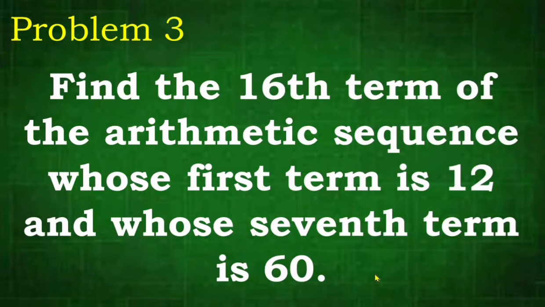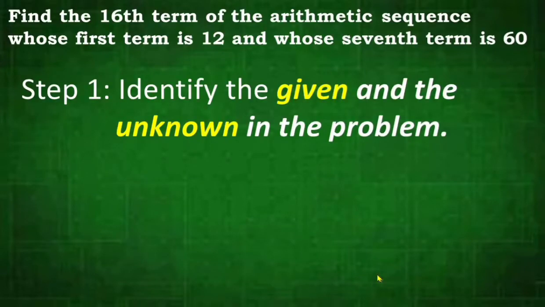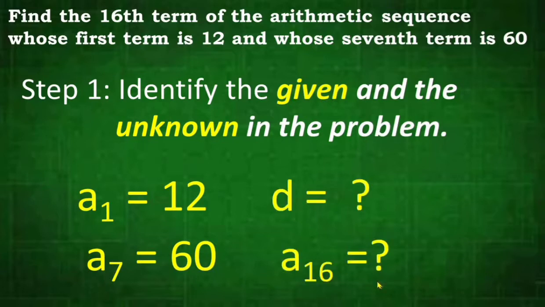Let us have problem number 3. Find the 16th term of the arithmetic sequence whose first term is 12 and whose seventh term is 60. To solve for that, let us first have step 1. Identify the given and the unknown in the problem. So, in the given problem, the first term or a sub 1 is equal to 12, the seventh term or a sub 7 is equal to 60, and d is unknown. At the same time, we want the 16th term or a sub 16.